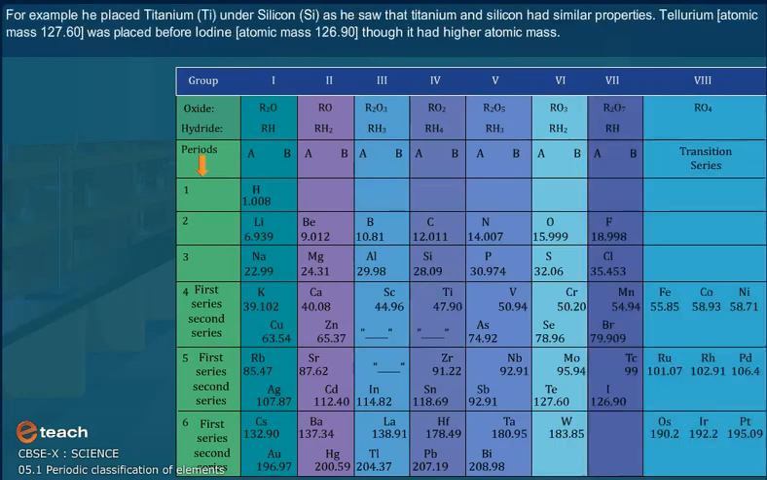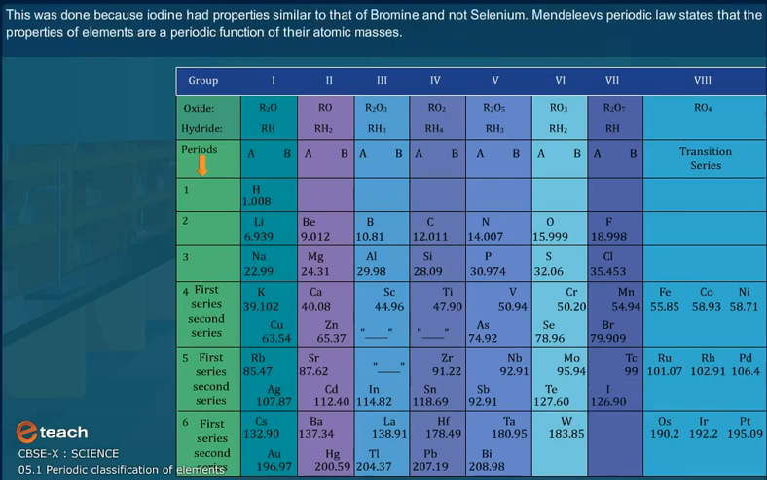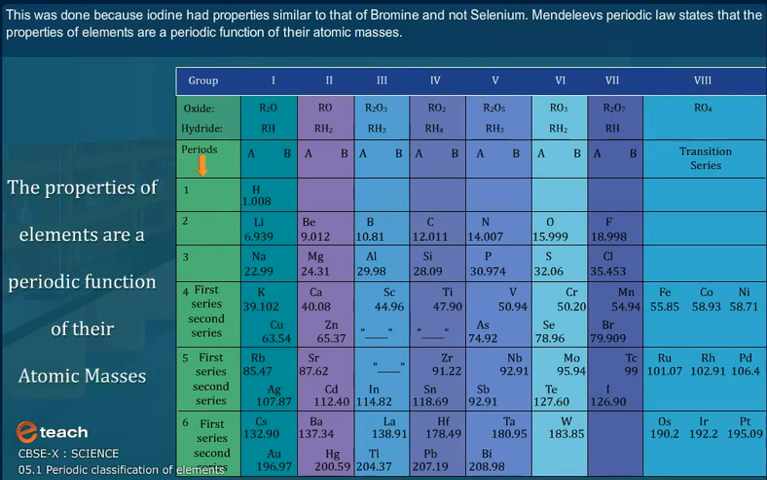For example, he placed titanium under silicon as he saw that titanium and silicon had similar properties. Tellurium was placed before iodine, though it had higher atomic mass. This was done because iodine had properties similar to that of bromine and not selenium. Mendeleev's periodic law states that the properties of elements are a periodic function of their atomic masses.